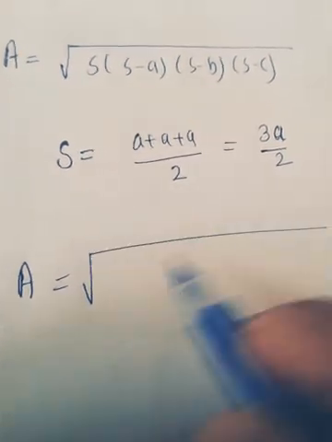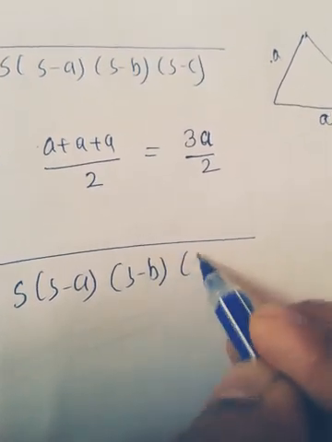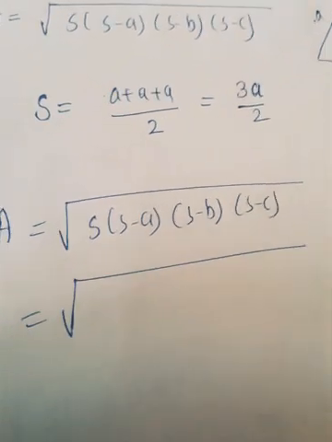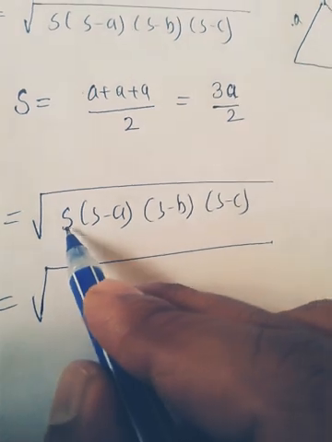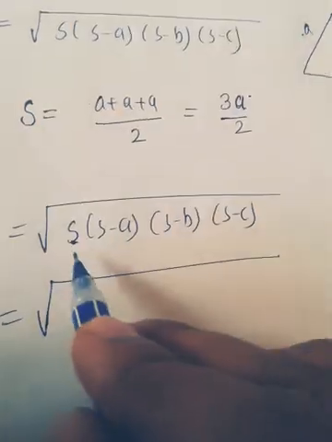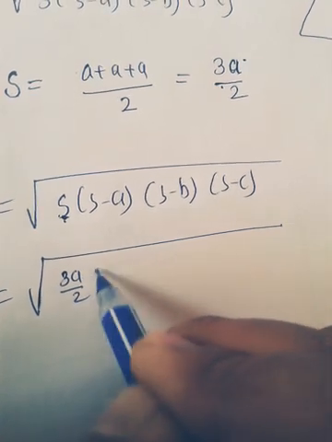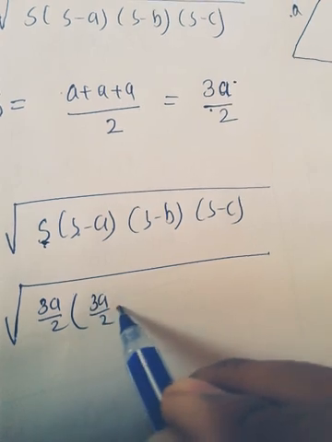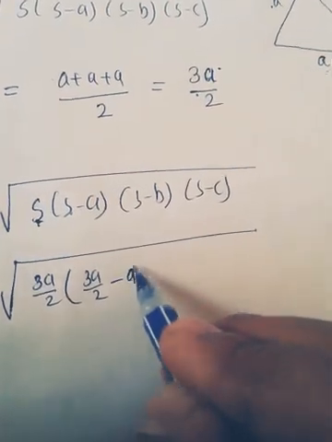Area is equal to square root of S into S minus A into S minus B into S minus C. Now we are going to substitute everything. What is S? S is 3A by 2. So instead of S, we can write 3A by 2. Then S minus A. S is 3A by 2, minus A means the first side, that is A itself. Then S minus B. S again 3A by 2.